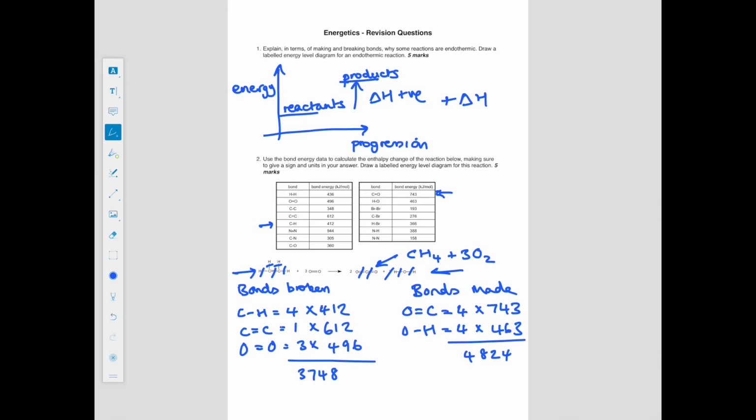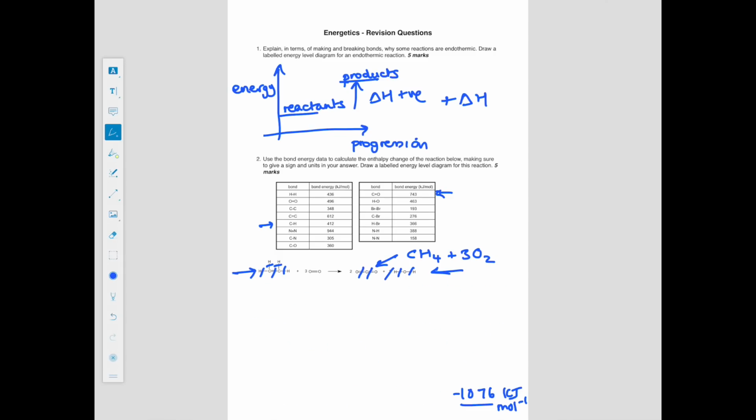And then in order to work out this, you need to do 3748 take away 4824 to get minus 1076 kJ mole to the minus 1. Be careful with your units. And that reaction is therefore exothermic because it's a minus.